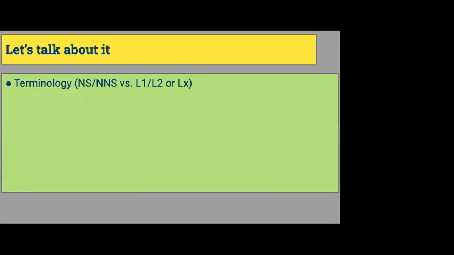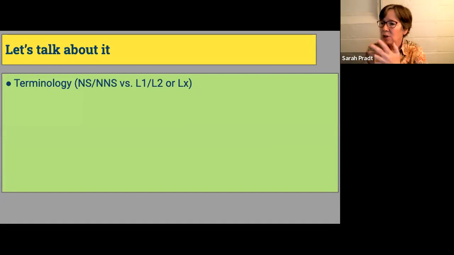It is an issue. And there are people now who say, don't even use L2 users. We should use LX, because as we all know, lots of our students are learning English as their third, fourth, fifth, sixth, seventh language. Okay, so that's one issue, terminology, that I wanted to ask you about.